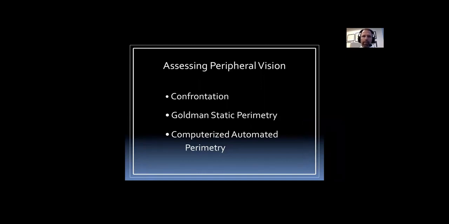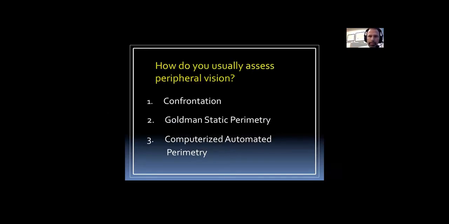So, as you know, we have different ways of assessing peripheral vision. Of course, assessing the visual fields by confrontation is sort of the easy standby. We have Goldmann static perimetry and then computerized automated perimetry. The Goldmann static perimetry, really, that should say kinetic. You can do static Goldmann perimetry, but typically people do kinetic perimetry. And we're going to talk about each of these in turn.